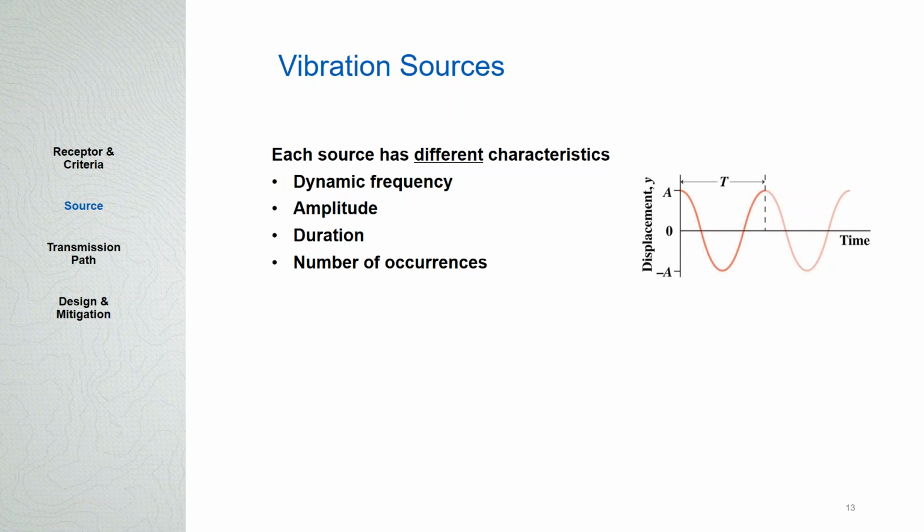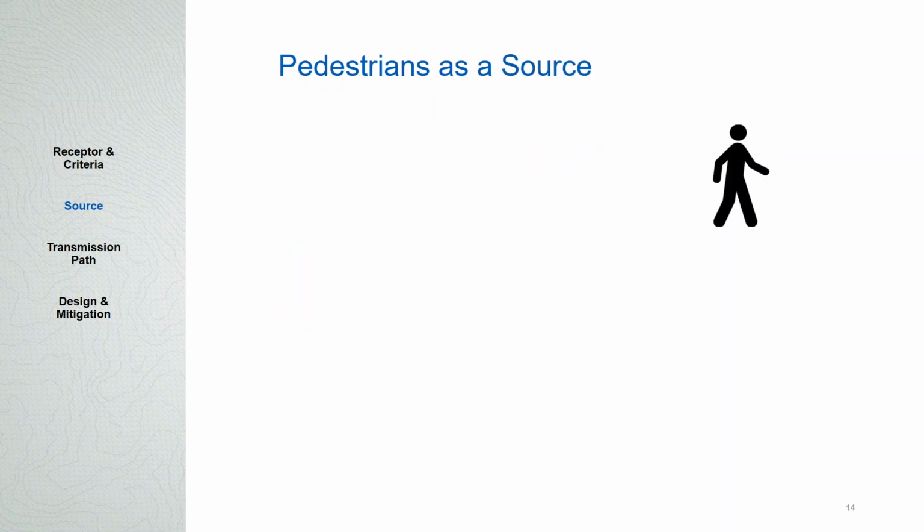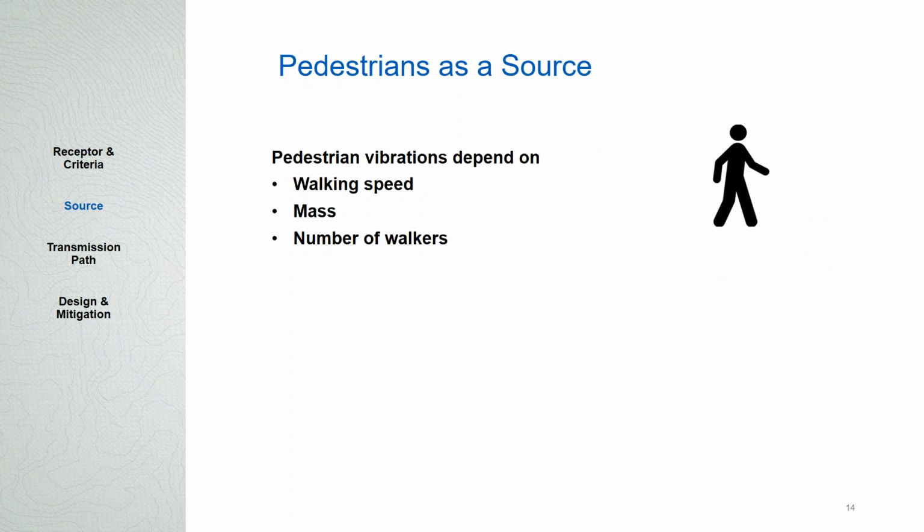These are all things that we consider when we're looking at different sources, and therefore each source has to be handled differently. But we're going to talk about pedestrians, right? Just simply people walking around. And each pedestrian is going to have a walking speed, measured in steps per second or steps per minute. They have a mass, of course, the more massive, the larger the vibration you would expect, and the number of walkers is a concern, right?